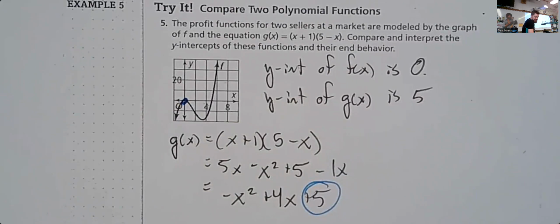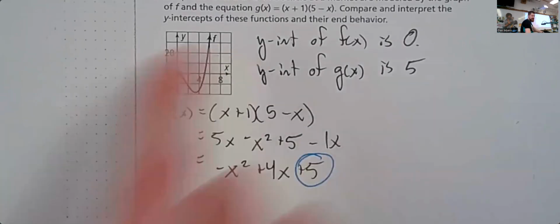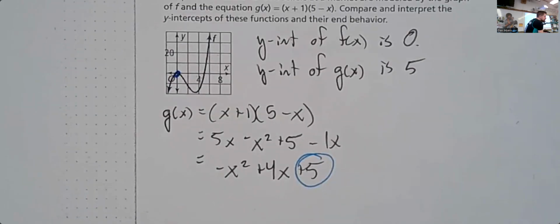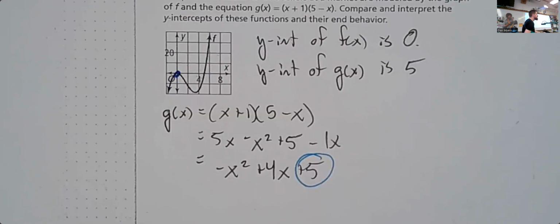And then compare and interpret the end behavior as well. So let's just talk about the end behavior really quick. This one here has end behavior of down on the left, up on the right. The weird thing here is it actually shows this seller for f of x loses money between selling nothing and selling 5. But if they don't sell anything, they earn 0. So it's going to cost them money to sell 5, but once they get to 5, they start to make a decent profit.